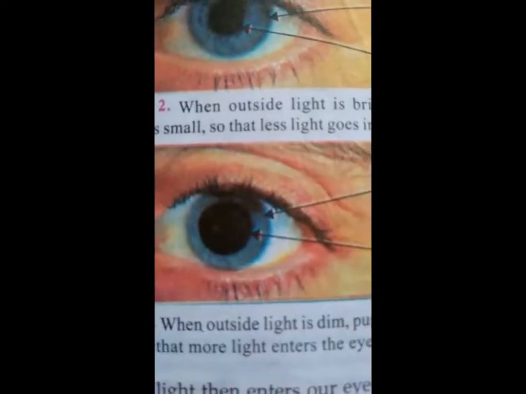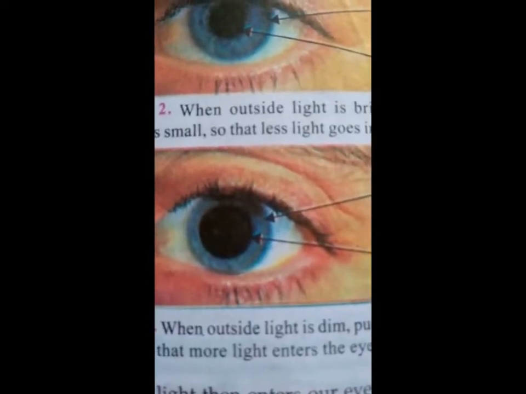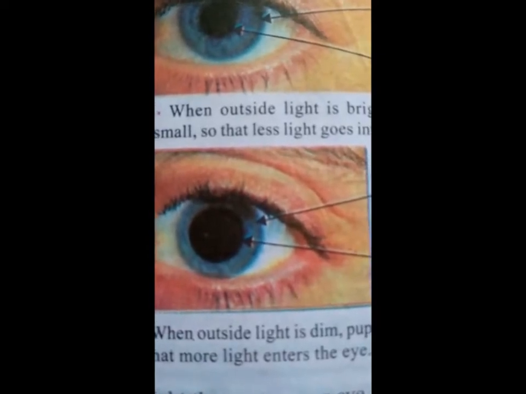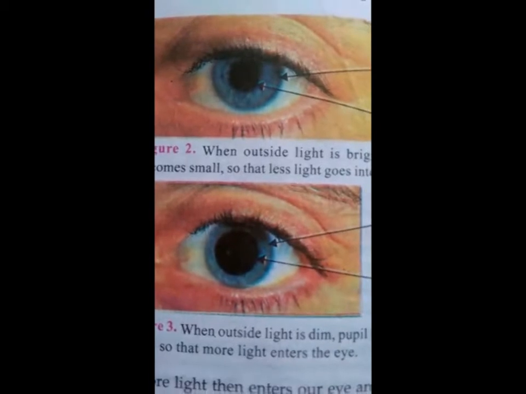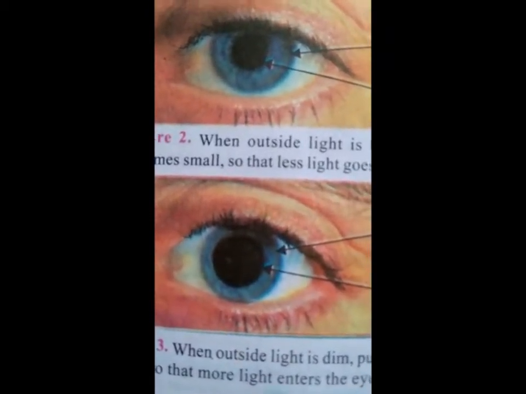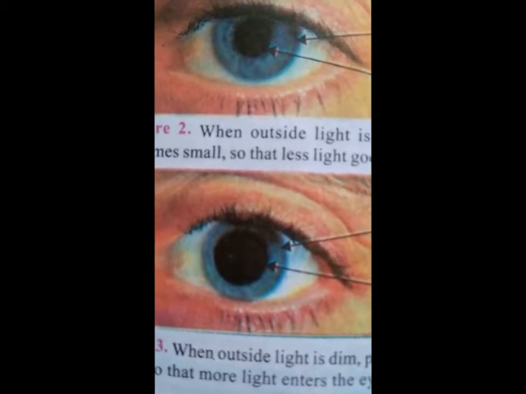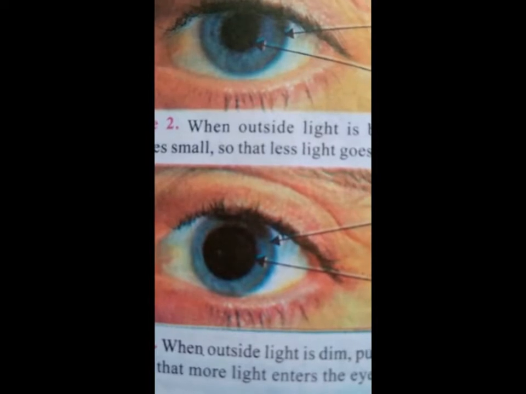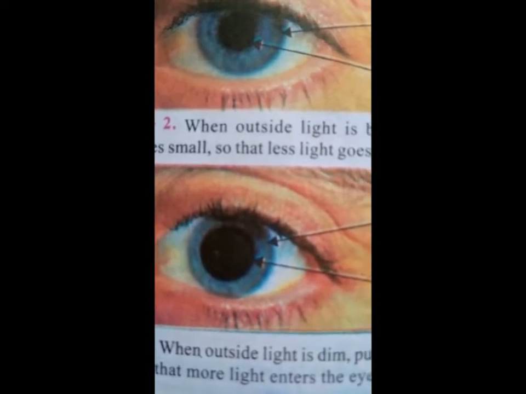Hello students, today I am going to solve the exercise of chapter 11, Human Eye and Colorful World. Before starting the exercise, I am going to remind you of the topics which are important in this chapter.